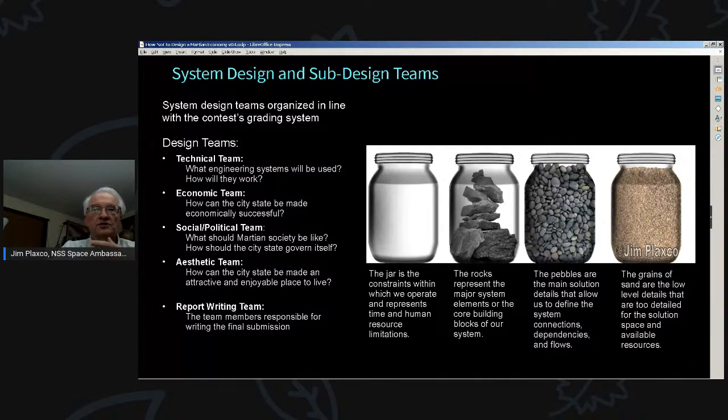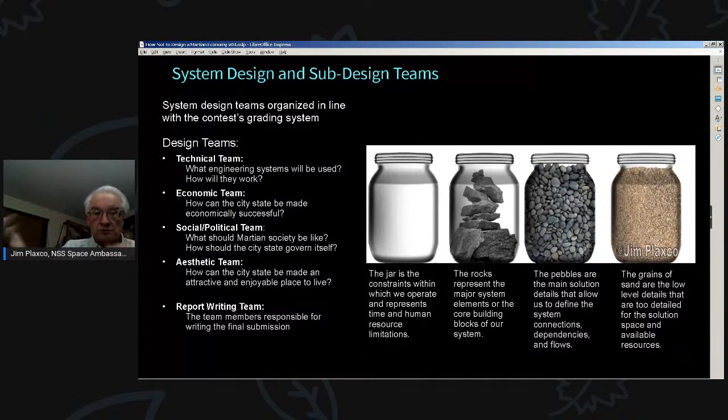The jar represents the main constraints imposed on us, basically time and what human resources we had to work on the project. The rocks represent the main building blocks of our system. So from a technical side, it would be like, for example, answering the question of what our primary energy sources are going to be. The pebbles represent solution details that support and connect the top level design decisions.